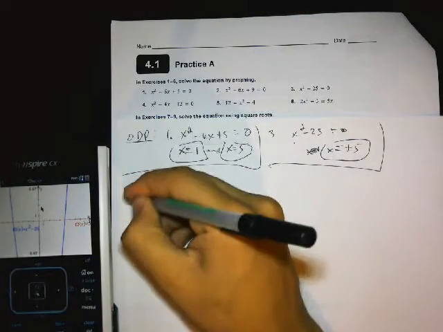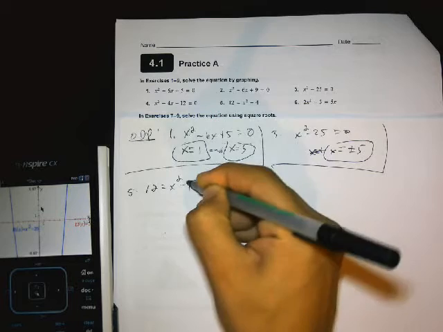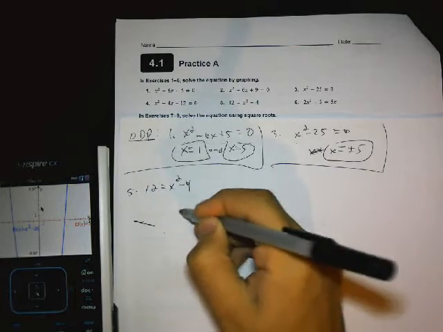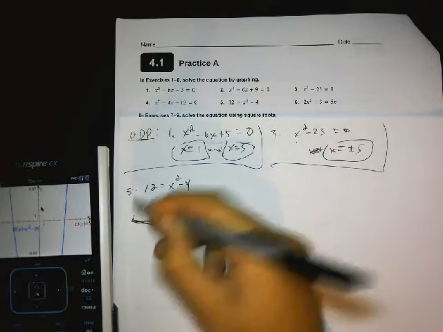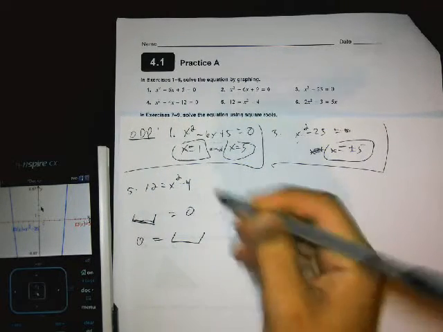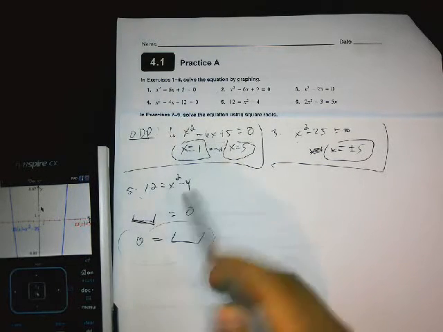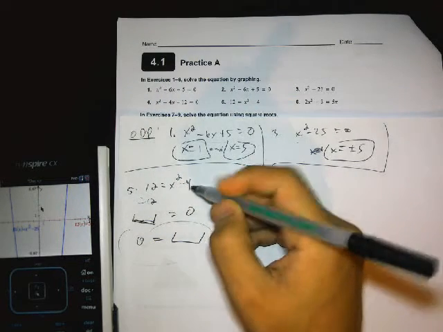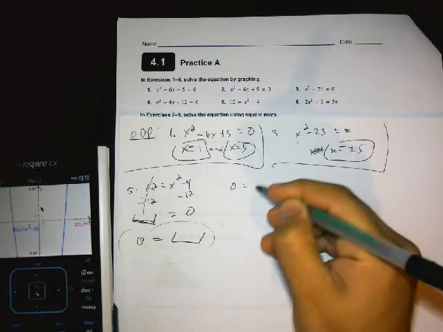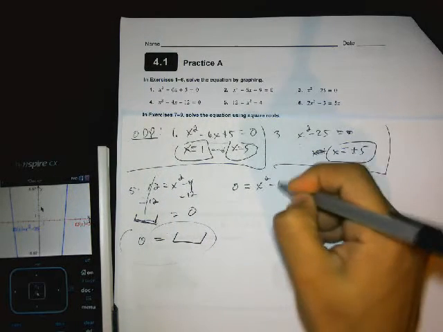Alright, number 5. My equation is 12 equals x squared minus 4. Now for this, I need to manipulate it a bit. I need it to read some equation equals 0. So I need to move some stuff around, or I can do it as 0 equals some equation. I'm going to go for this one since I only have to move the 12 in this direction. So if I do that, I subtract 12 from both sides, and I'm left with 0 is equal to x squared, negative 4 minus 12 is negative 16.